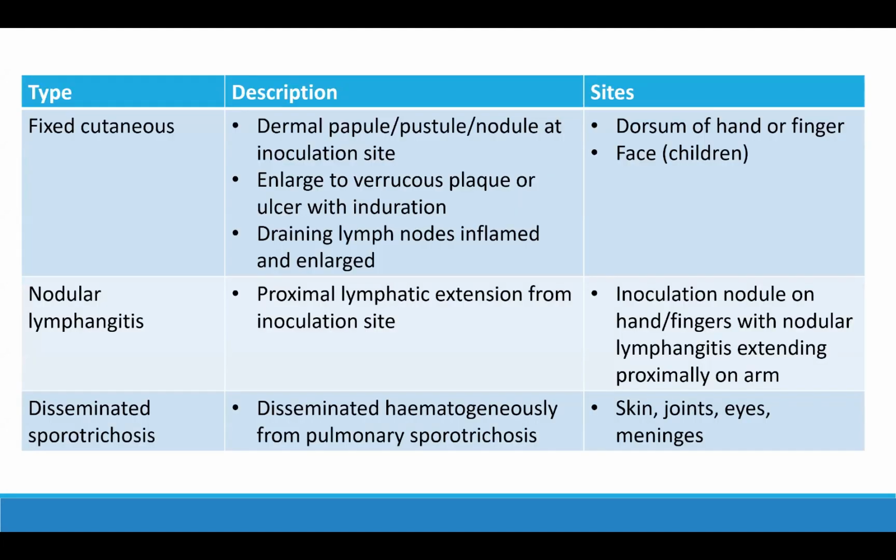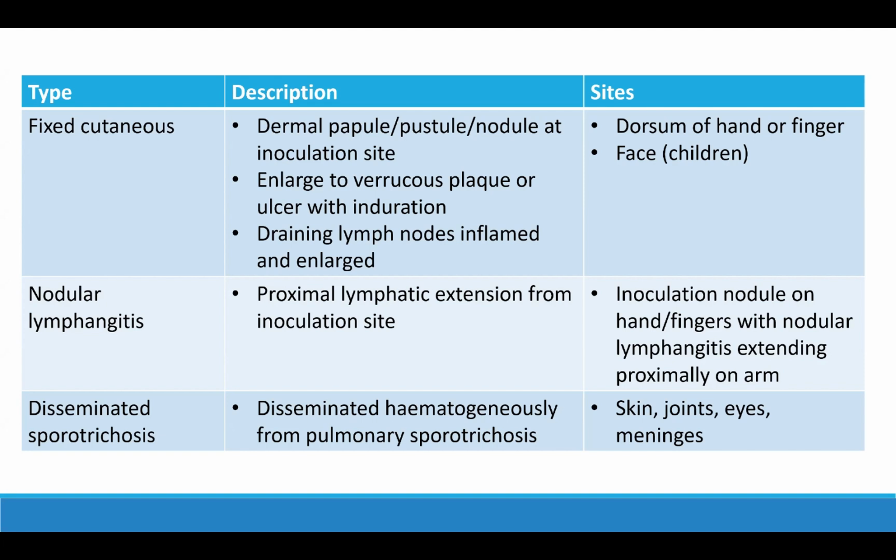There are a few different types of sporotrichosis. The first type is fixed cutaneous, in which there's a dermal papule, pustule, or nodule at the inoculation site. This enlarges to form a verrucous plaque or ulcer with induration, and the draining lymph nodes can be inflamed and enlarged. Common sites are dorsum of the hand or finger and face in children.